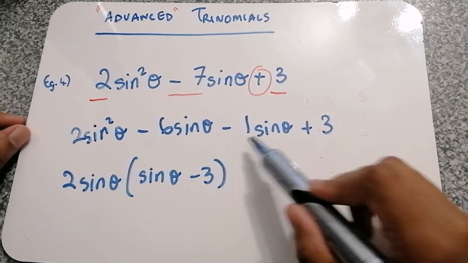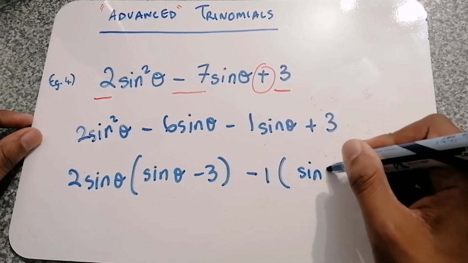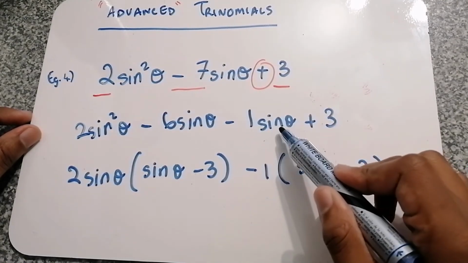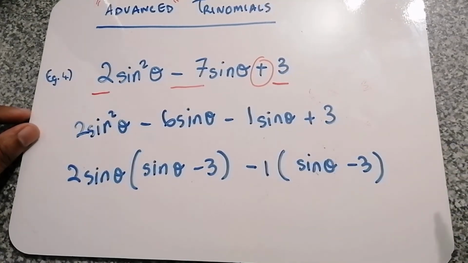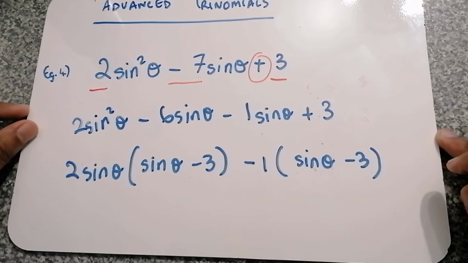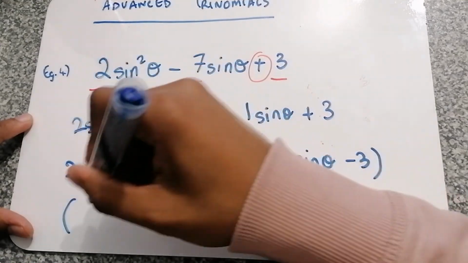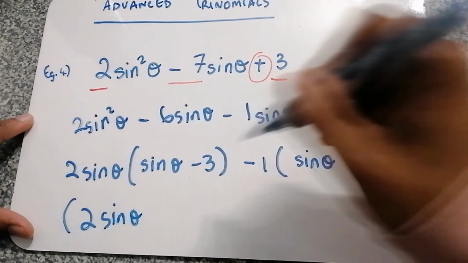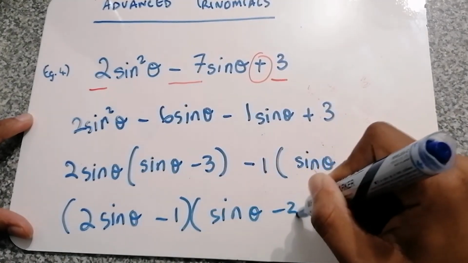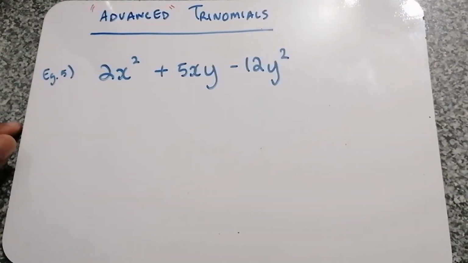Then we can factor out a negative 1 here. If I factor out negative 1, I'm left with sine theta and also a minus 3. The negative, once you factor it out, changes the sign of this and of that. So this becomes positive and that negative. Now we use the common bracket method. So I take out sine theta minus 3 as our common bracket, and you are left with the 2 sine theta minus 1 and the common bracket. Okay. I hope you are starting to realize how easy this is becoming.